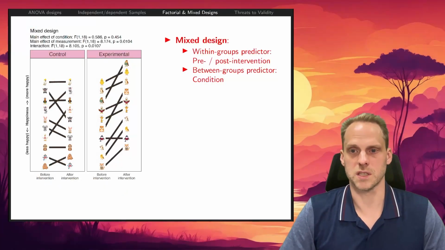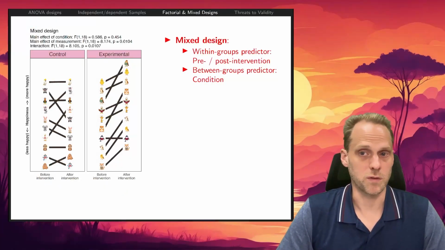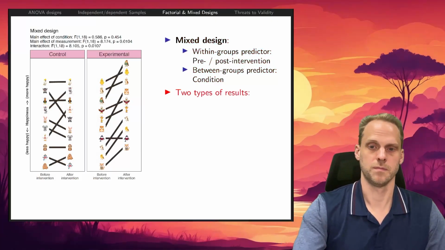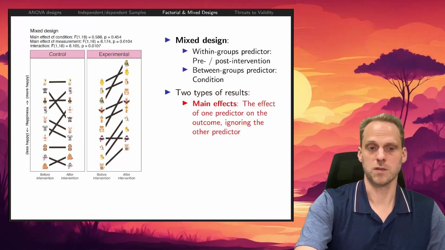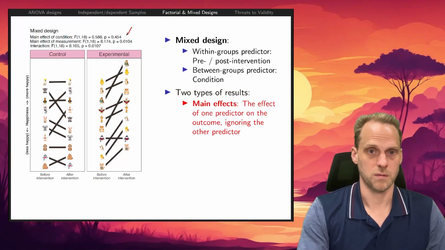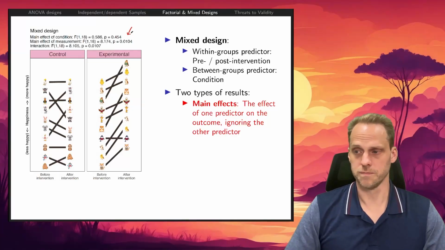That's what we call a mixed design, where we have in this case a within group predictor and a between group predictor, which is condition. And it gives us quite some results actually. You see here we have more results than we usually had.